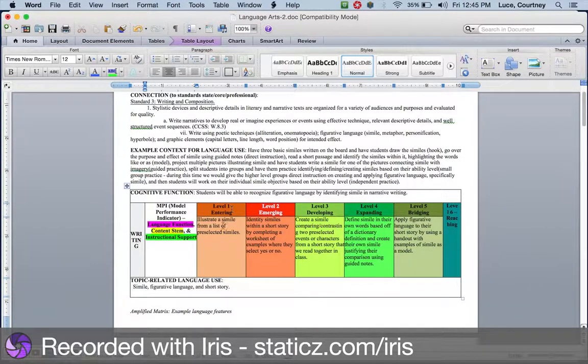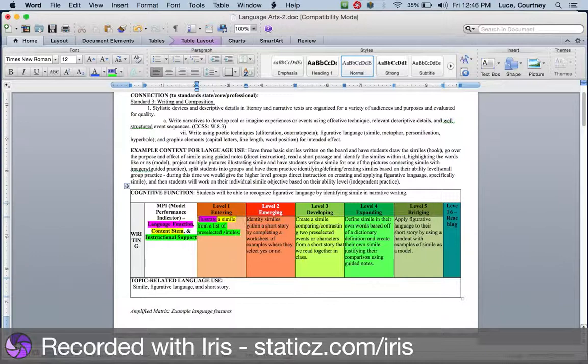So when we look at level 1, we have illustrate a simile from a list of pre-selected similes. Illustrate, I didn't get that whole thing, but that's okay. Illustrate is our language function. It's what we're asking them to do with the language. A simile is our content stem, and from a list of pre-selected similes is our scaffold. This is our instructional support to help them get it, to help them figure out what is the simile.